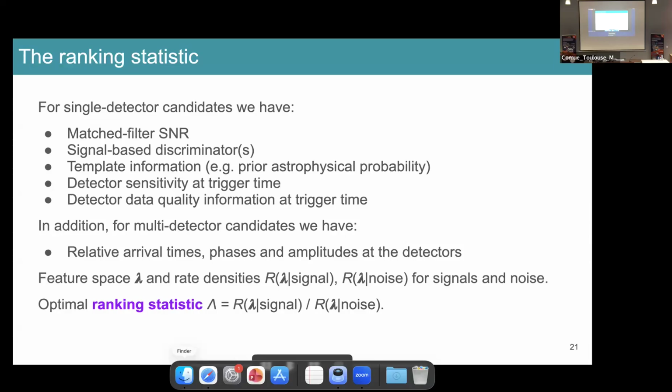If we have a multi-detector candidate, then we have also the relative arrival times, arrival phases, and amplitudes at all the detectors. And this is actually a very important information because noise will not respect some constraints on these quantities that are respected by astrophysical signals. And so we can take all of this information, put it into a feature vector lambda, and then again, in the spirit of testing the likelihood ratio, we can write a density for signals, a density for noise, take the ratio, and this is going to be our optimal ranking statistic for candidate events.